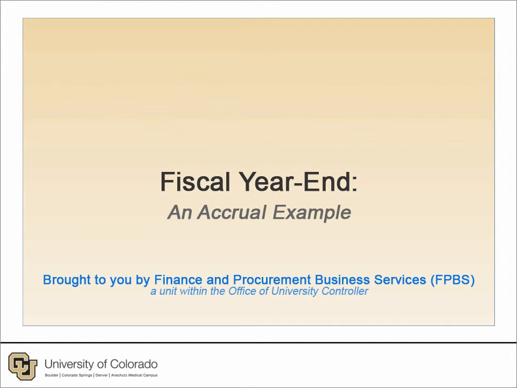At the University of Colorado, our fiscal year ends at midnight on June 30. Accruals occur in July so that expenses incurred in the previous year but not yet posted are recorded in the proper period. Let's look at an example to see how this works.